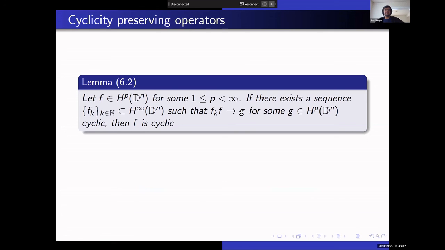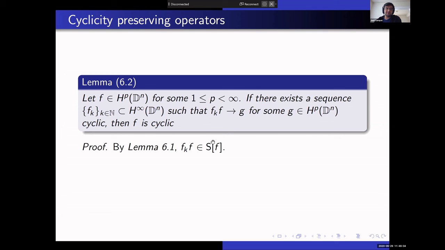And from there, we can get the following lemma, which shows that if I have a sequence fk of H infinity functions such that fk times f converges to g, which is a cyclic function in H^p, then the function f has to be cyclic as well.